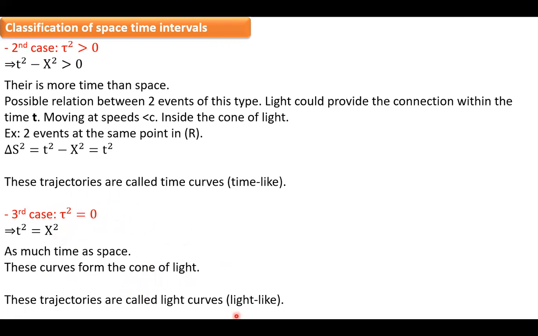Here we are talking of light-like trajectories, because the only thing that could have this tau squared equals 0 is light. So you are on the cone of light, which is only possible for light. So we call these trajectories light-like trajectories.